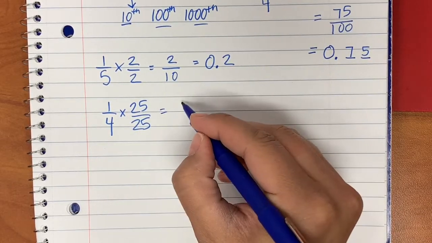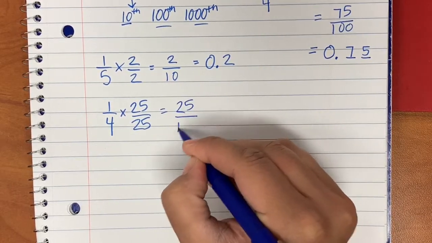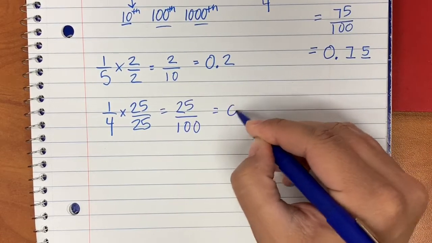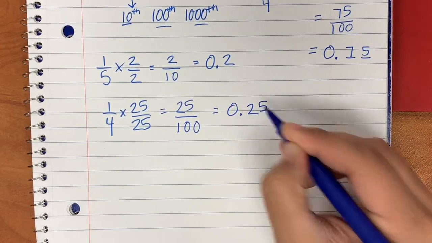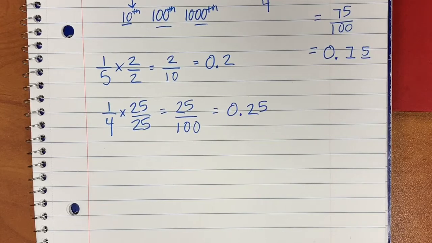And then you're going to multiply straight across. That gives us 25 hundredths. And just like the last one, you can write it in decimal form.